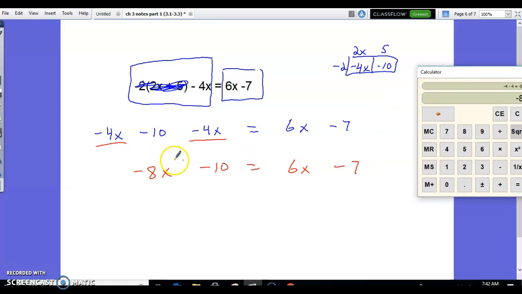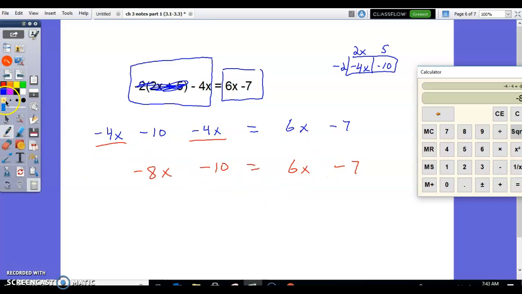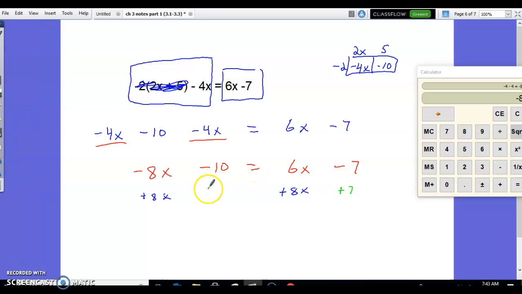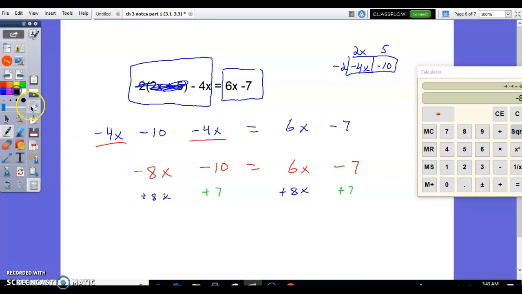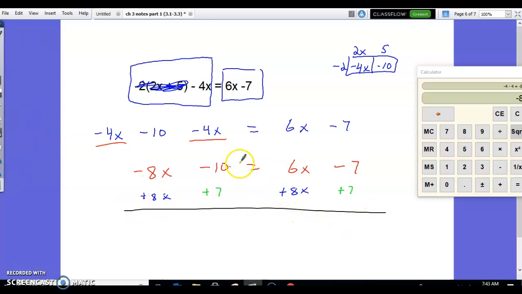And now we're at the point where we have variable terms on both sides and constants. So I need to figure out which side I want to put the terms at. So I am going to add 8x to get rid of it on this side. So if I add 8x, I know I'm going to be adding 7 for my next step. As you get more comfortable, you might elect to do that step right now, because then we're just saving some paper. But I don't expect you to do that, as we're just learning this skill.